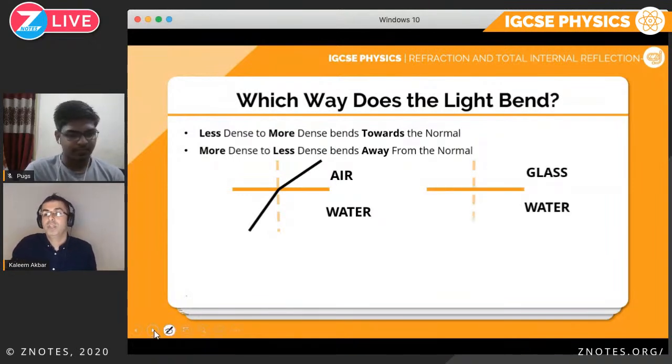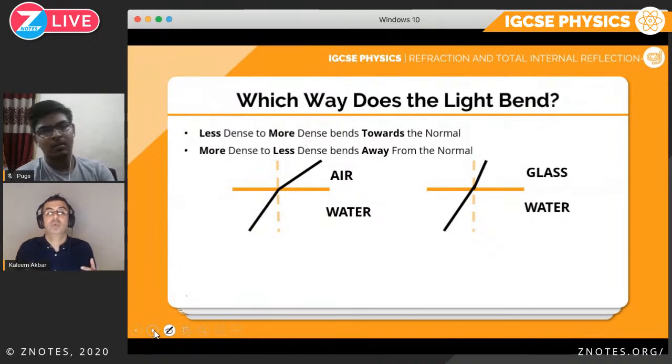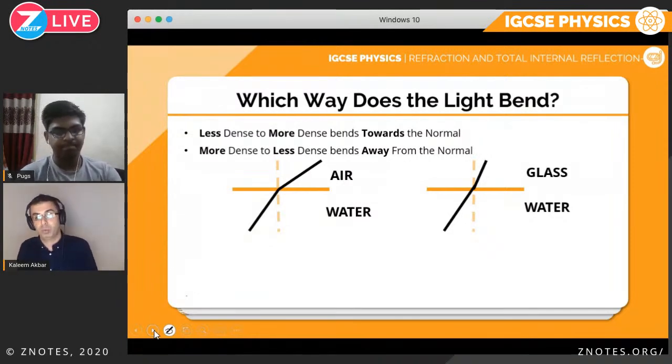Whereas next, when you go from water to glass, so you're in a liquid, but this time you're going towards a solid. Solid is more dense. So if you look at those top two sentences, it'll bend towards the normal. In other words, it's going towards the dotted line as opposed to away from it.